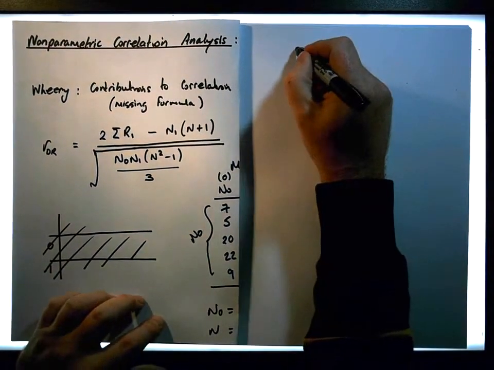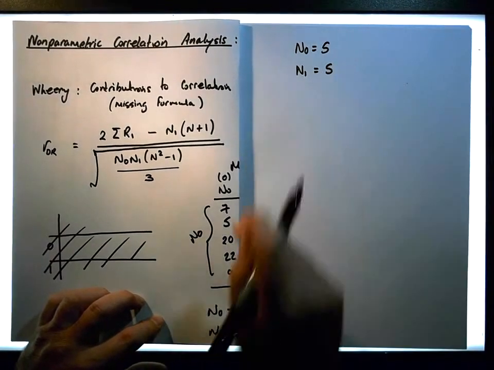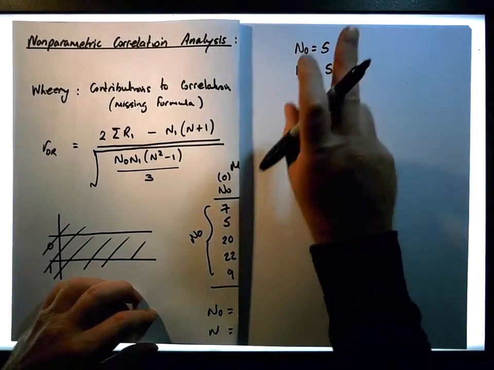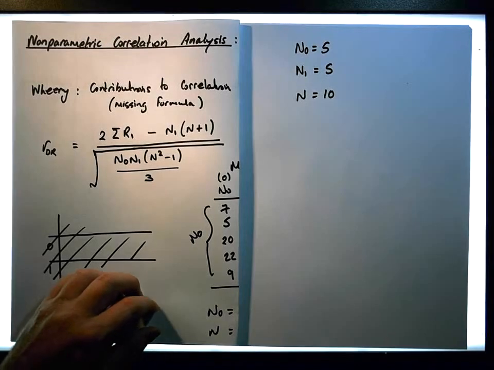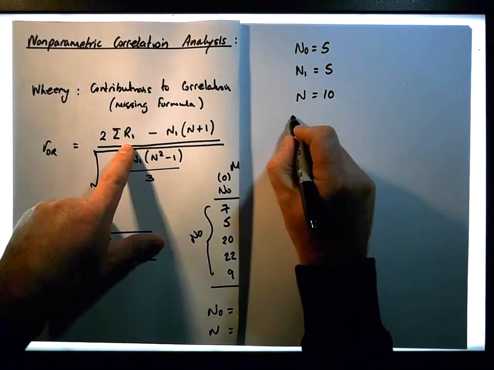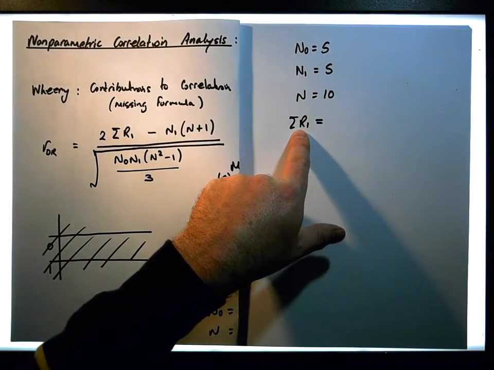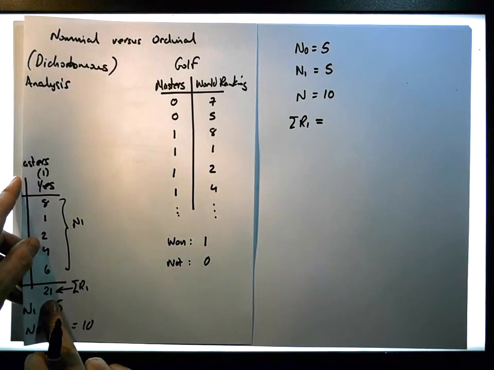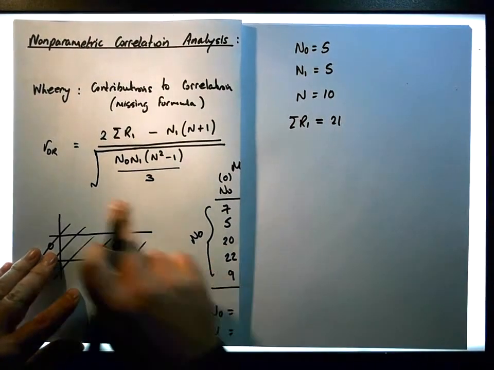So we know that n0 is equal to 5. We know that n1 is equal to 5. Now, it just happens that this is balanced, the same number of observations in both dichotomies. It doesn't have to be, okay? We have n is equal to 10, and we also have the sum of the R1s, the sum of the ranks associated with the dichotomy labeled 1. What did we say that was? That was equal to 21. So now we can calculate the correlation coefficient.